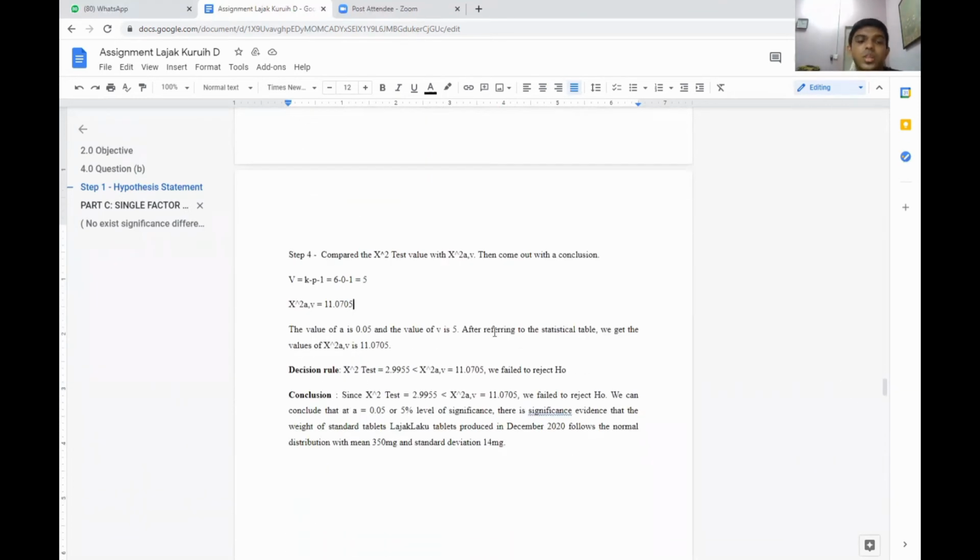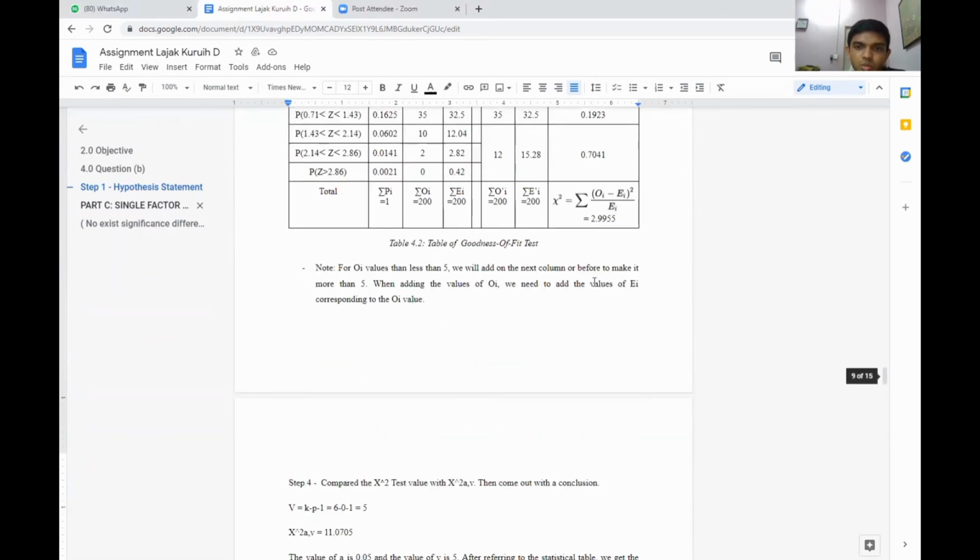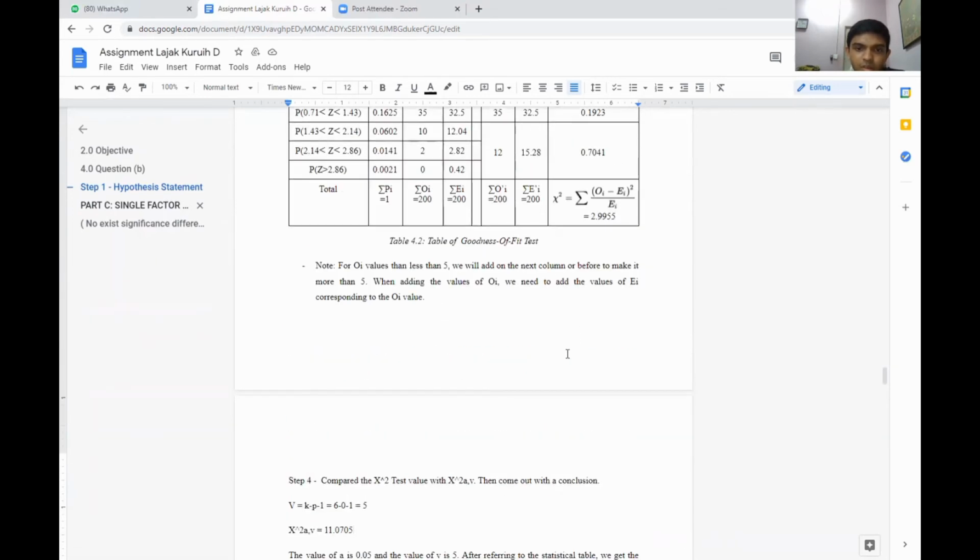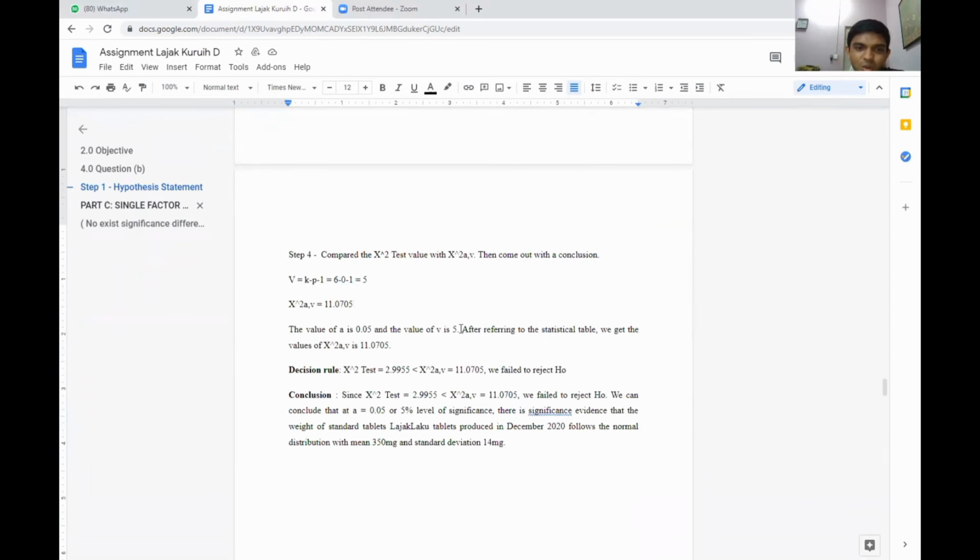So when we do the graph to know where the rejection part is, we will get that 2.9955 is lower than 11.0705, so we will fail to reject H0.